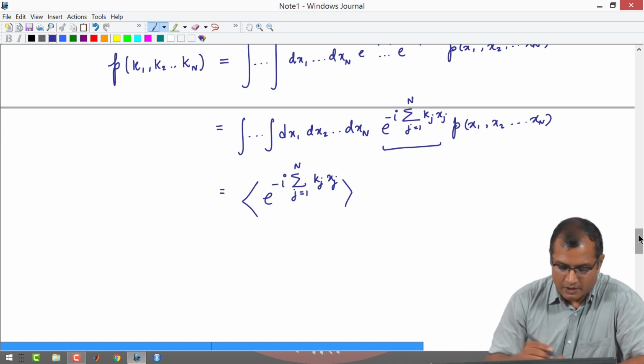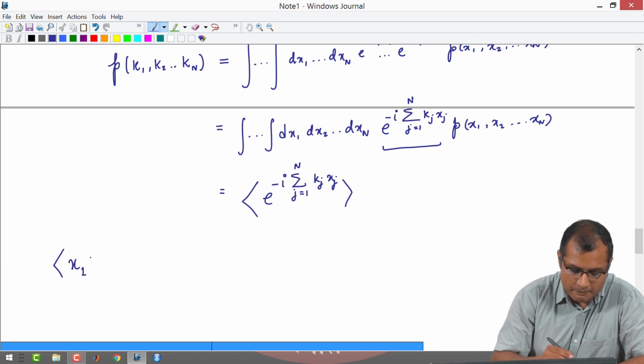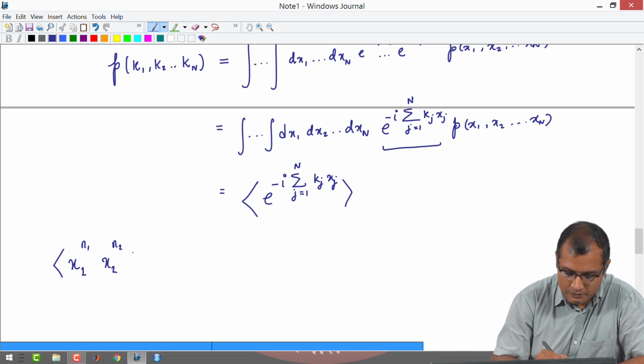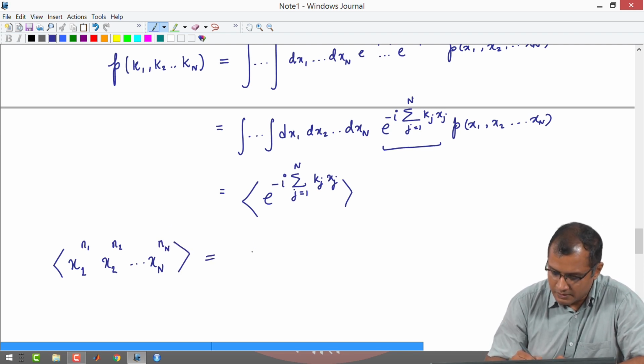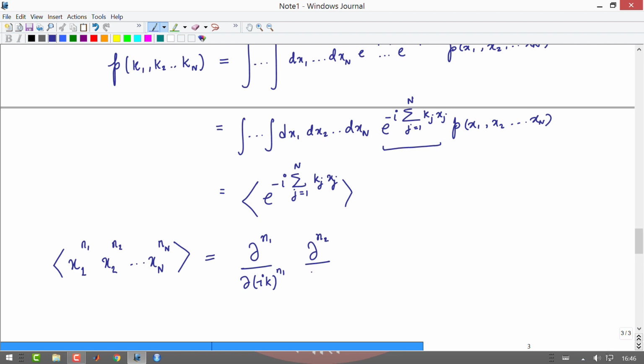Okay. And so now if you want to find out the joint moment of some x1 to the power n1, x2 to the power n2, all the way to xn to the power capital N, then this is nothing but the successive derivatives d n1 over d of minus i k1 to the power n1, all the way to d nN over d of minus i kN to the power nN, of my characteristic function. Okay.